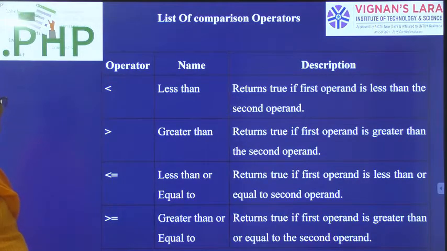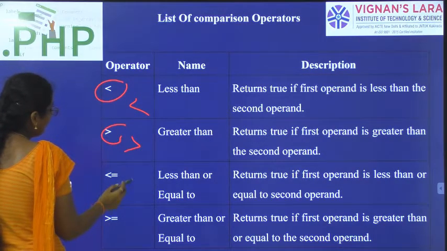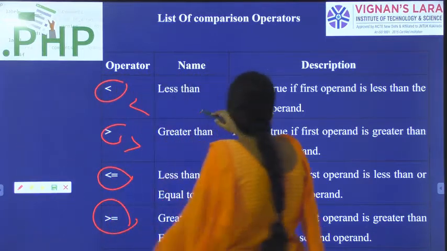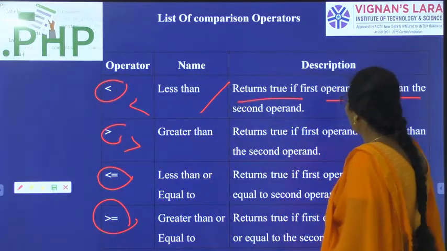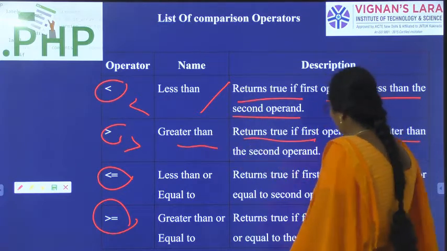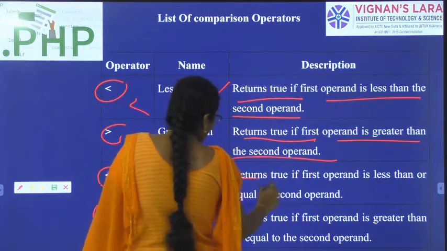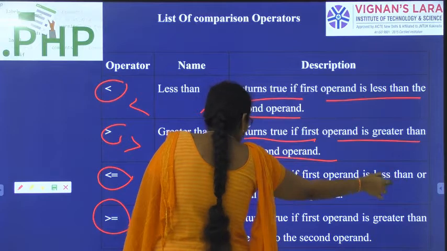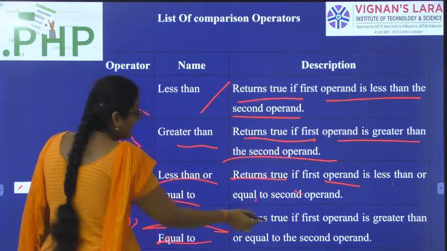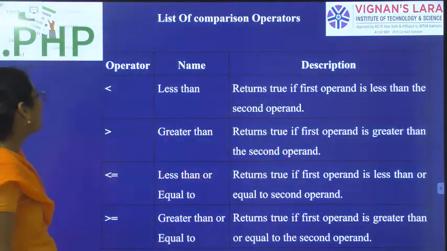Some more comparison operators: less than, greater than, less than or equal to, greater than or equal to. Less than will return true if the first operand is less than the second operand. Greater than will return true if the first operand is greater than the second operand. Less than or equal to will return true if the first operand is less than or equal to the second operand. Greater than or equal to will return true if the first operand is greater than or equal to the second operand.